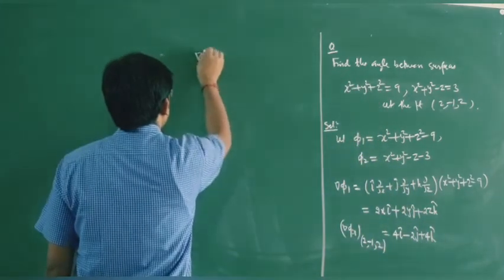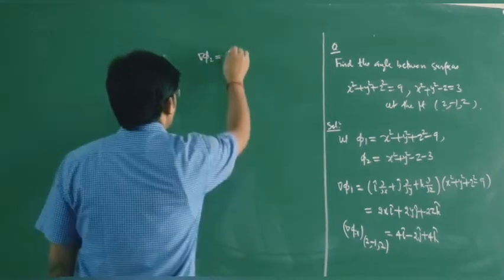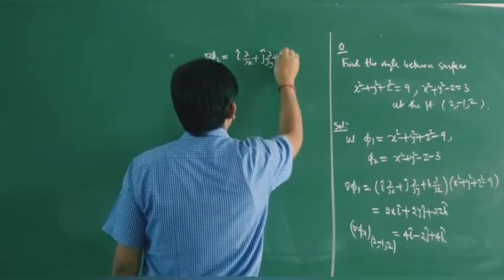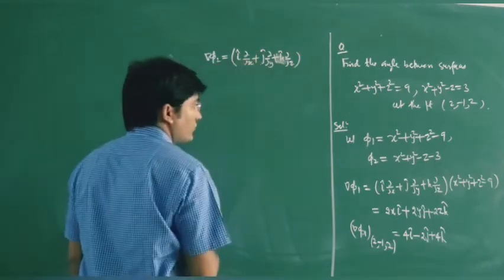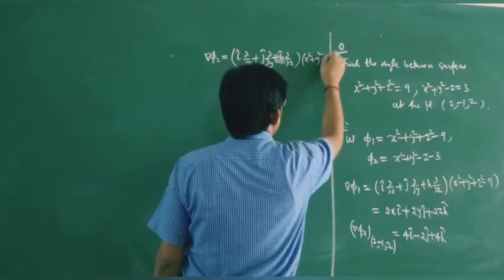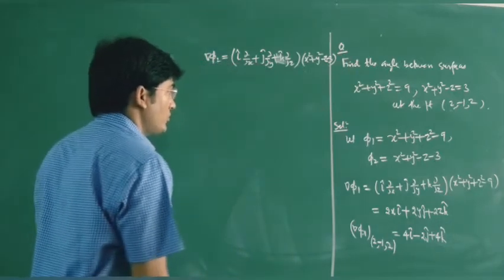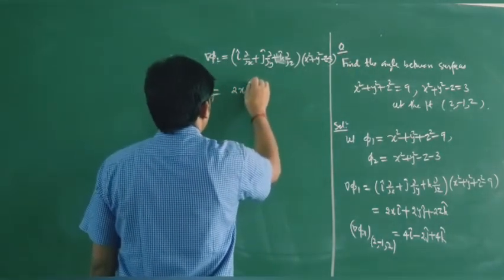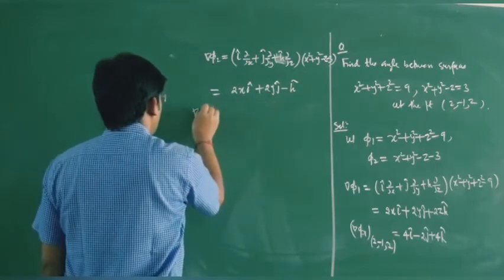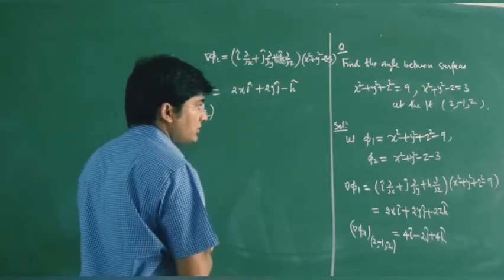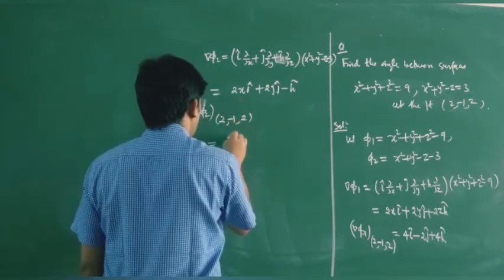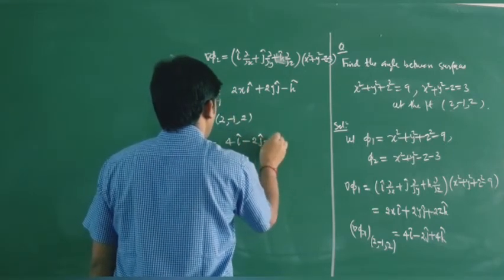Now calculate grad phi 2. Your grad phi 2 is equal to i del upon del x plus j del upon del y plus k del upon del z of phi. Your phi is x square plus y square plus z square minus z minus 3. So this is your phi 2. So this is equal to 2xi plus 2yj, then we have minus k. Now grad phi 2 at 2 minus 1 2 is equal to, now put the value of x as 2, so we have 4i minus 2j minus k.